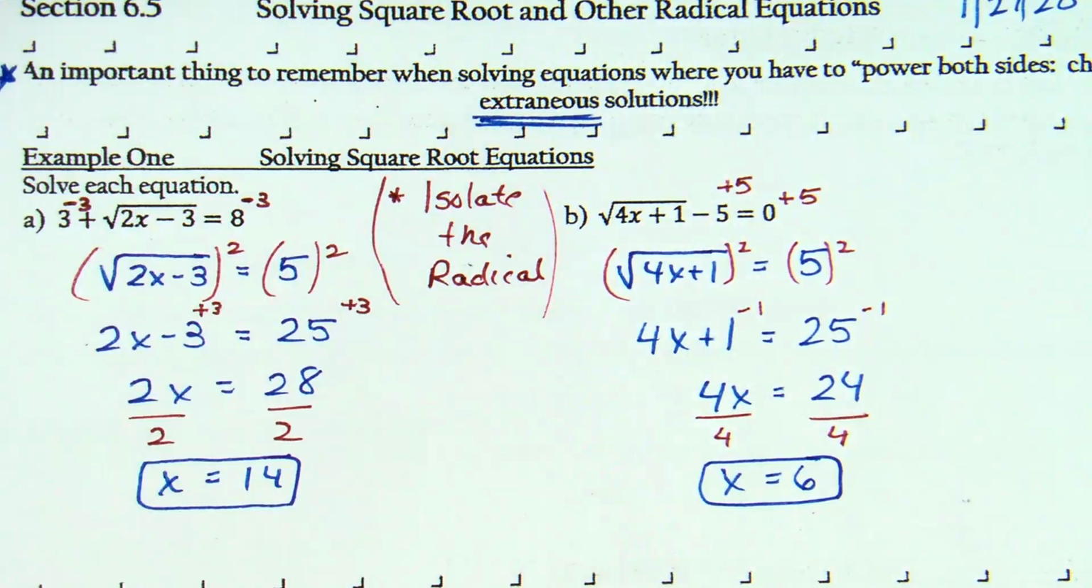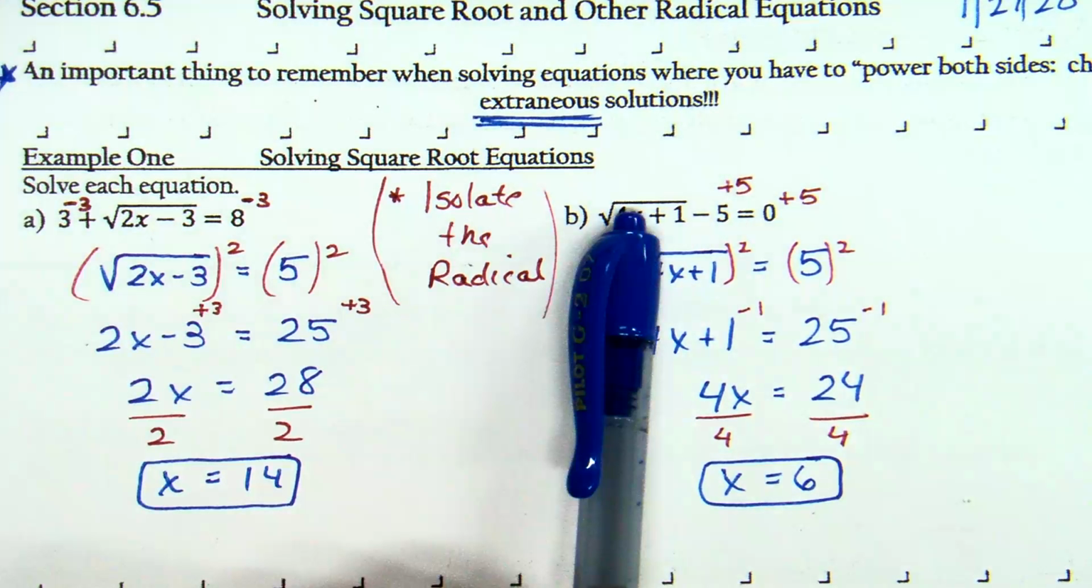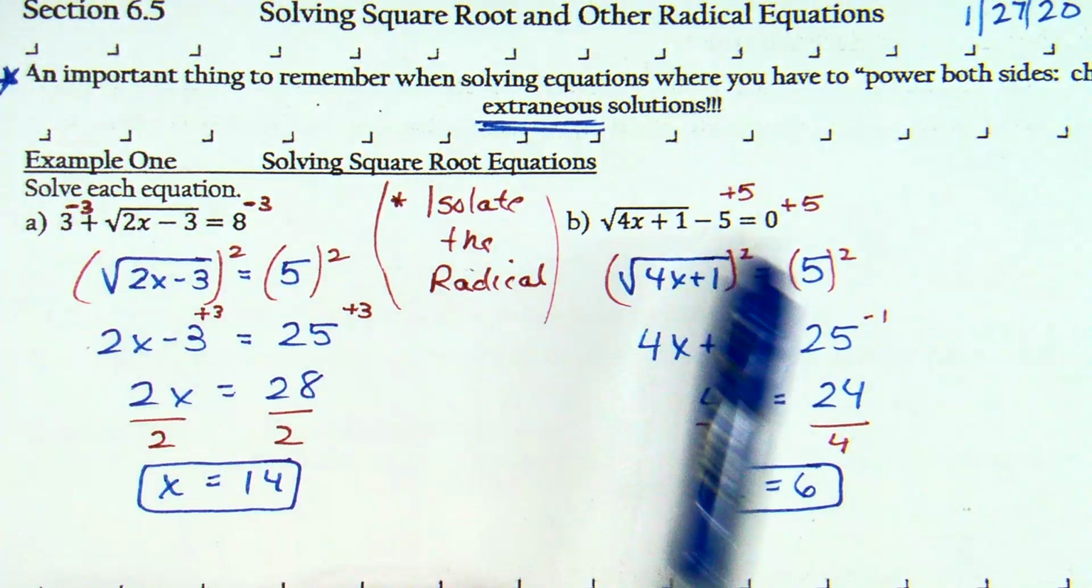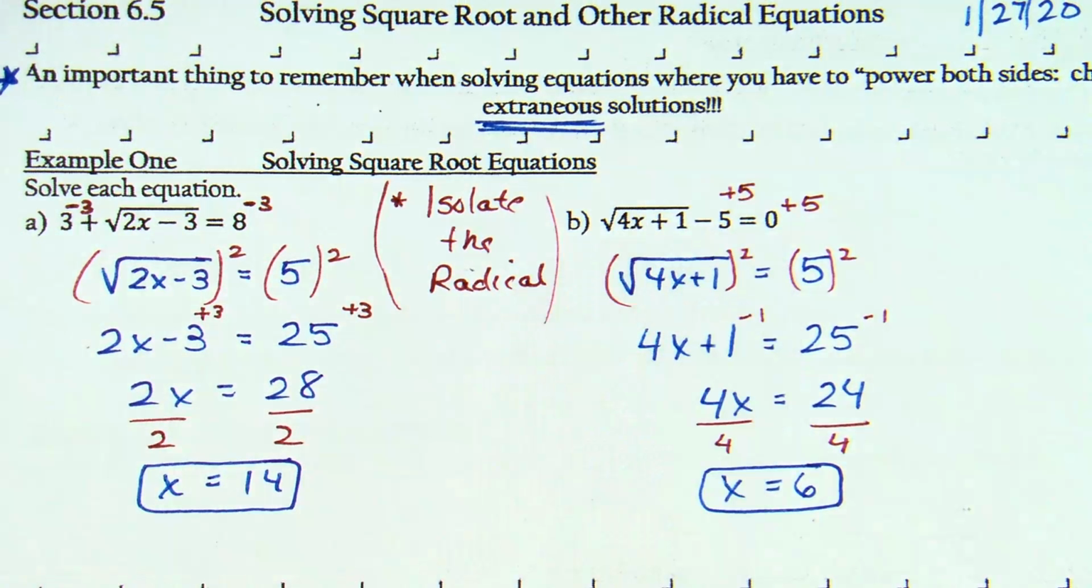Can we check this problem? Yes. Put the 6 in. 4 times 6? 24 plus 1? 25. Square root? 5. 5 minus 5? 0. So it checks again, yes? Okay. Are we okay with these?